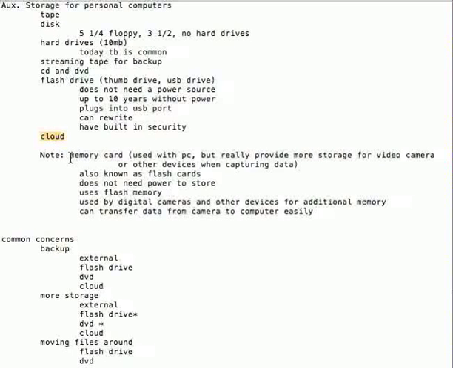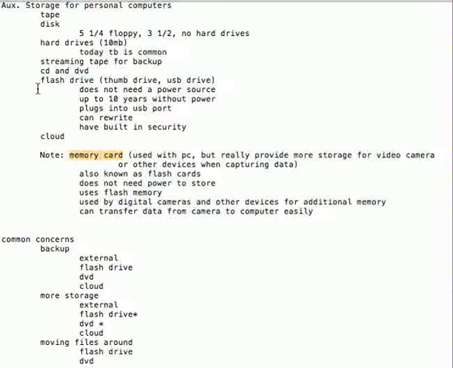Just a small note here, memory cards are not really auxiliary storage for a PC. They're really used to provide more storage for devices like a video camera than what that video camera came with when you purchased it. So a memory card is often what we use to move data from the video camera into the PC, but the memory card really isn't storage for a personal computer.